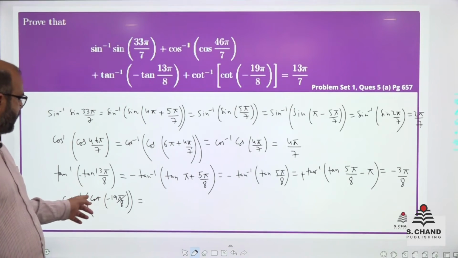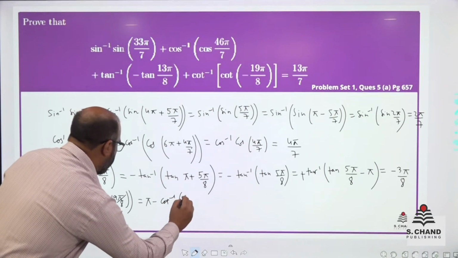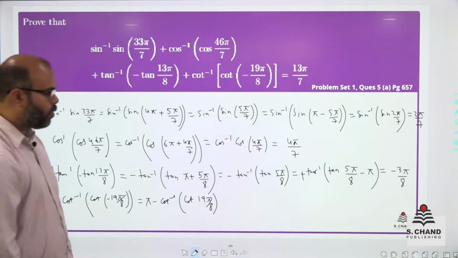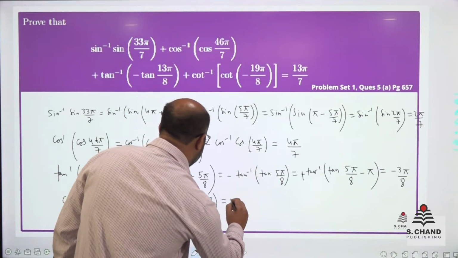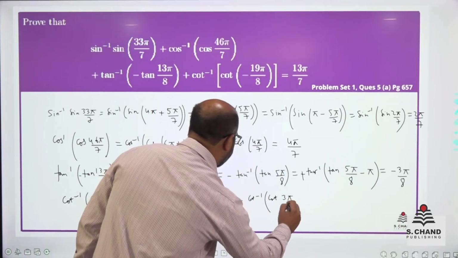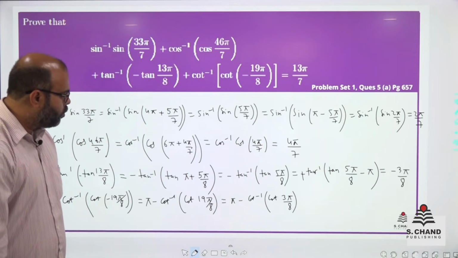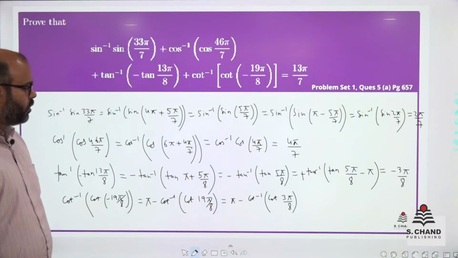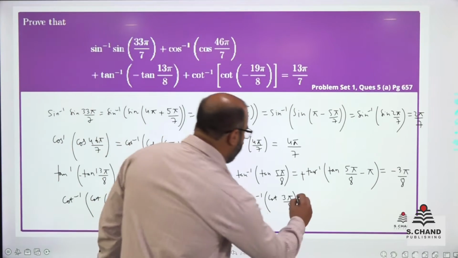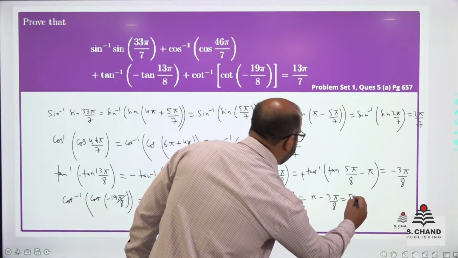So this minus sign will come outside, and this will become pi minus cot inverse of cot 19 pi by 8. Periodicity is pi for cot also. So pi minus cot inverse cot 3 pi by 8, because this will become 2 pi plus 3 pi by 8. So it will be periodic. Now it is between 0 to pi, so you can directly write pi minus 3 pi by 8, that is 5 pi by 8.